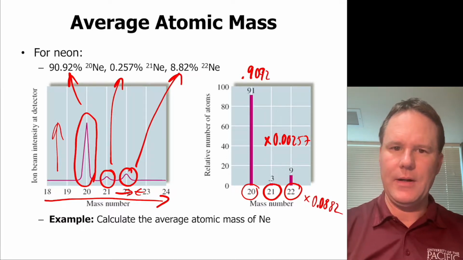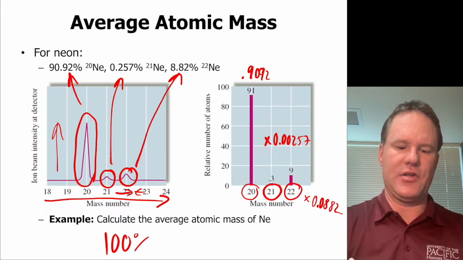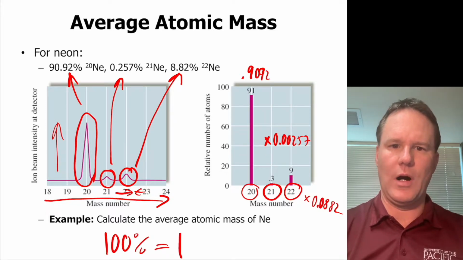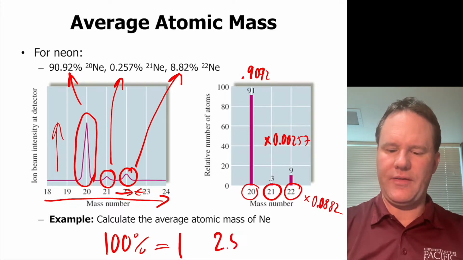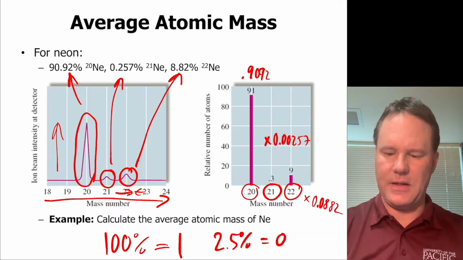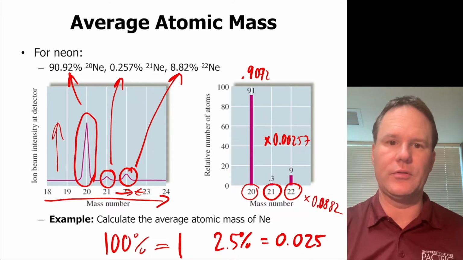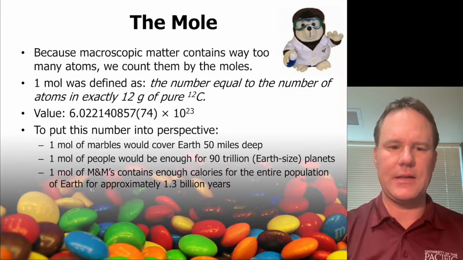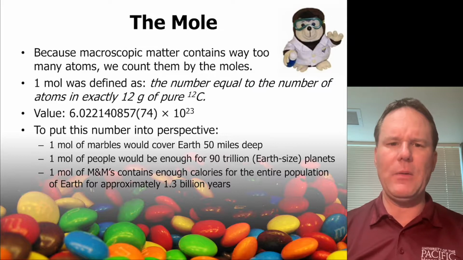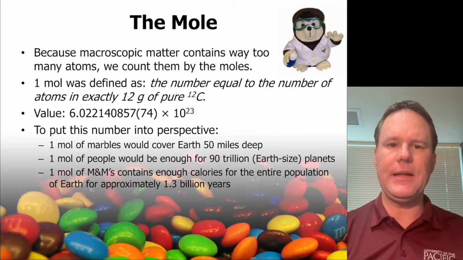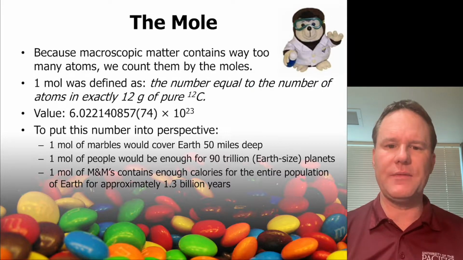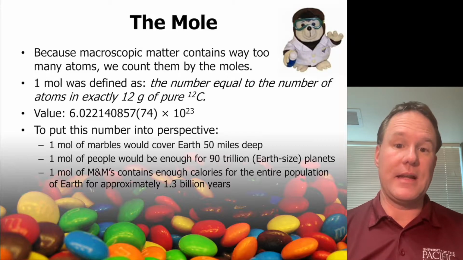Just remember that 100% is just a fancy way of writing 1, and 2.5% is just a fancy way of writing 0.025. So don't forget to do that conversion, although your calculator probably will understand percentages in the first place. Now, the problem is that when we look at the mass of the atoms, this atomic mass unit is very, very small. Why? Because the atoms are very small.